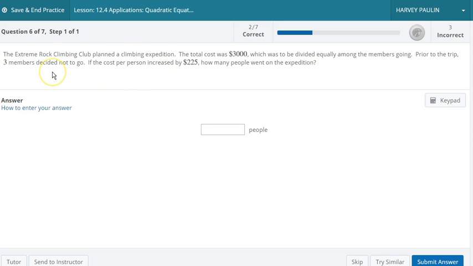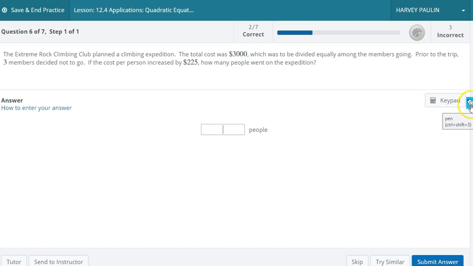Now, here is another that we did in the video series there, the PowerPoint slides, of a mountain climbing group that was going on a trip, and if everyone went, it would cost $3,000. But prior to the trip going, 3 members decided not to go, so this increased the cost per person to $225. So how many people went on the expedition?